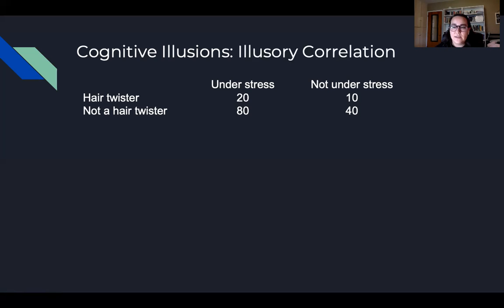So given this data, once you've put it in Excel, you and your friend have tabulated it all, put it in Excel, what is your intuitive estimate of the relationship that exists between stress and hair twisting? Before you start, before you run it in SPSS, what are you kind of thinking the results are going to be? What's this relationship that might exist?